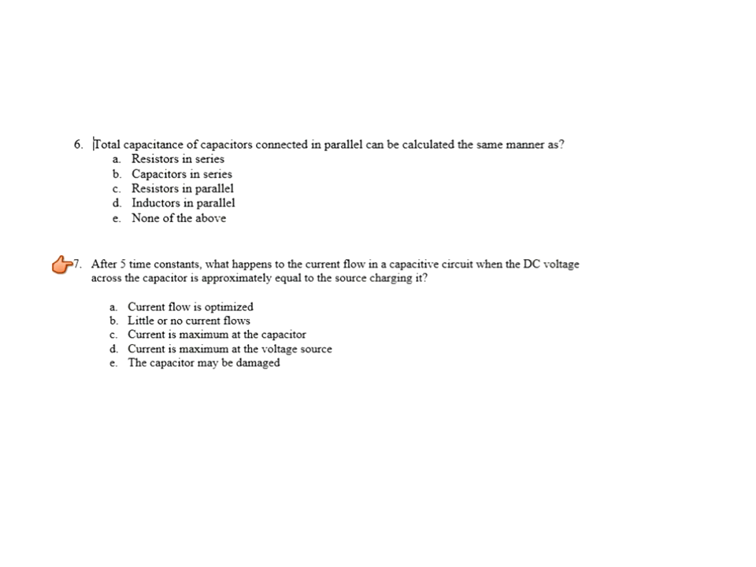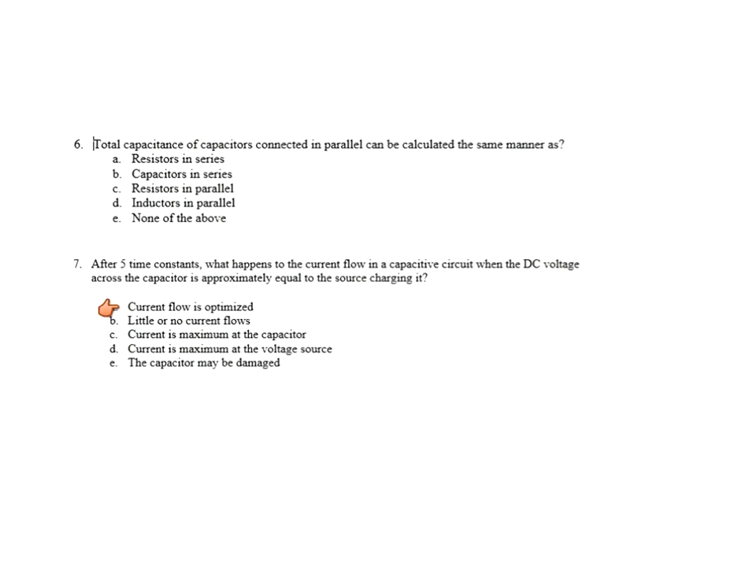Okay, look at number 7 here. After 5 time constants, what happens to the current flow? Well, here we go. Remember, they're going to check you on 1 and 5. Current is maximum from 0 to first time constant, and current is minimum on the 5th time constant. So what happens to the current flow when the DC voltage across the cap is approximately equal to the source charging it after 5 time constants?